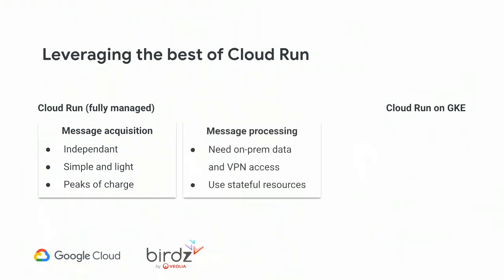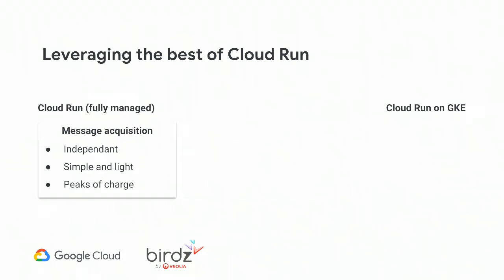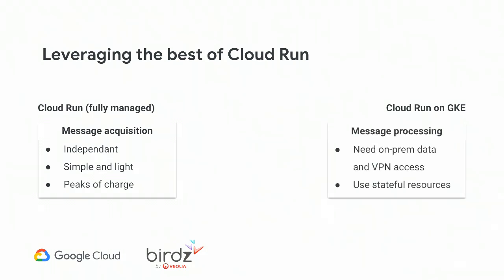On the other hand, the message processing has to access on-prem data through a VPN and a VPC. Custom VPCs are not yet implemented in a fully managed solution, so we chose to deploy it on GKE. Moreover, this decoding part has to access stateful resources like Redis pods or persistent volumes. That's why GKE is the best place.